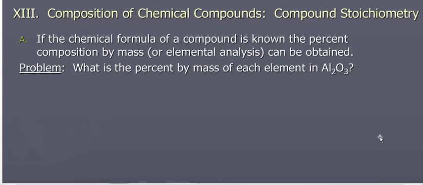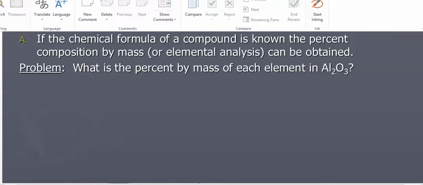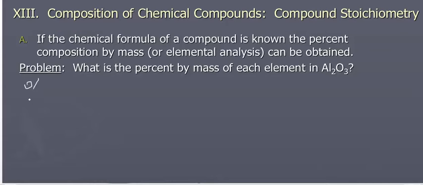If I know the chemical formula of a compound, I can get the composition by mass. So what is the percent by mass of each element in aluminum oxide? I want the percent by mass aluminum and oxygen. We'll start with aluminum. If I want the percent by mass aluminum, I'm going to take the mass of aluminum in the compound. Well, the mass of aluminum, I'm just going to take 2 times the molar mass, which is 27.